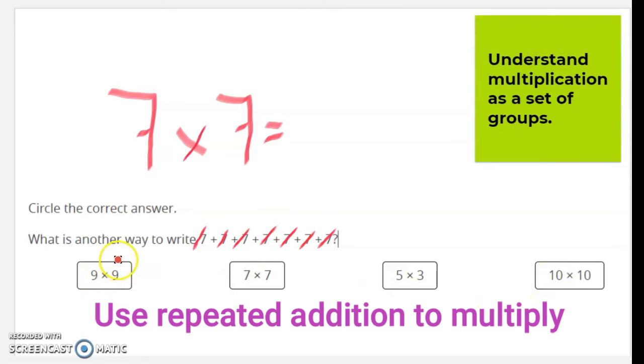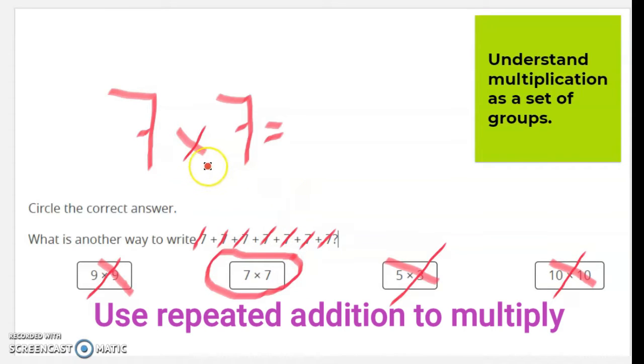So that will be the multiplication equation that we are going to be finding in these 4 options we got here. We have 9 times 9, no, because we don't have any 9 here. 5 times 3, we don't have any 5 times, and we don't have 10 times either. It's just 7 repeated 7 times. So then 7 times 7 is the correct answer.